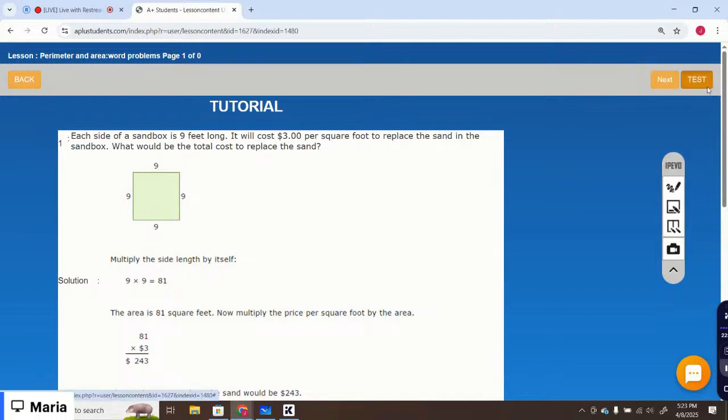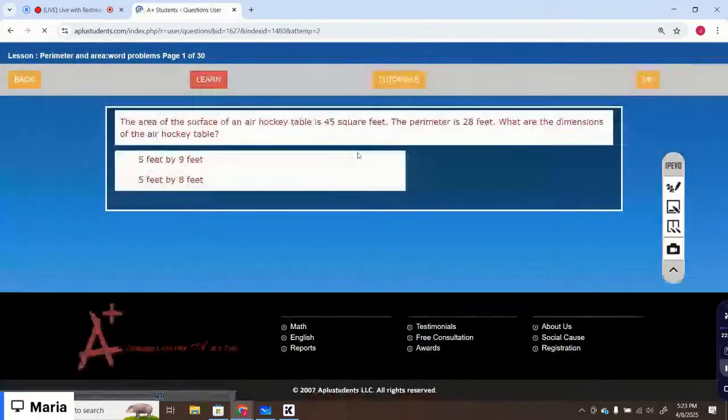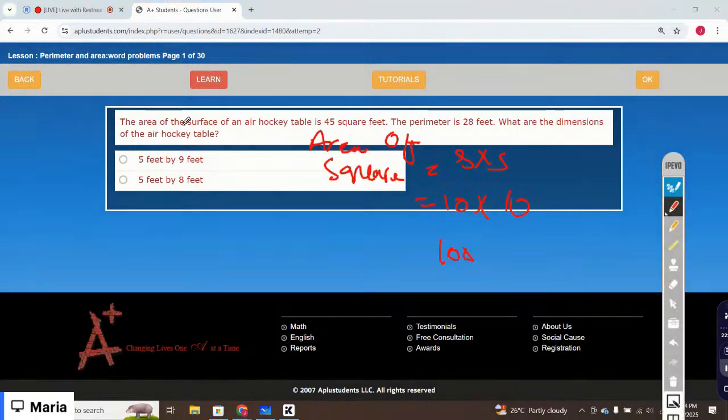Yeah, let's just start with the test questions so that we can do more questions. The area of the surface of an air hockey table is 45 square feet. So we are given the area and the perimeter also, that is 28 feet. The area is 45 square feet. The perimeter is 28. What are the dimensions of the hockey table?